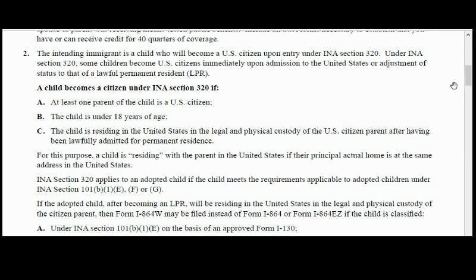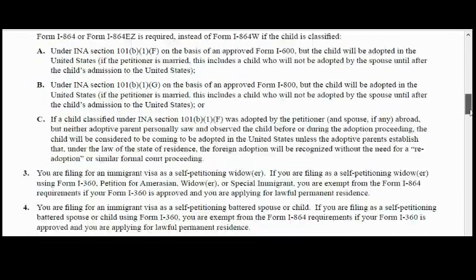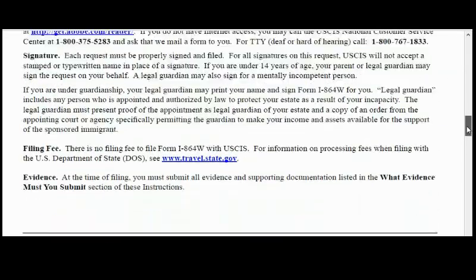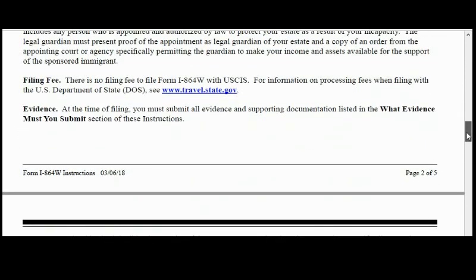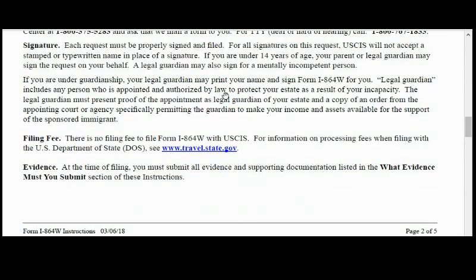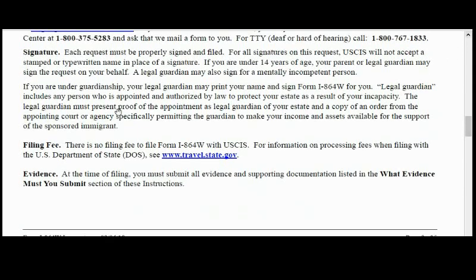So the Form I-864W over here, this is the general instruction on how to fill out the form. Basically, one thing you have to know, if you fill out Form I-864W, you don't have to pay any fee. Okay, you don't have to pay any fee, and the form has to be signed. One thing you have to know also, if your child is under 14 years of age, then you, the parent or the legal guardian, are going to sign the form for the child. Okay, and there is no fee.